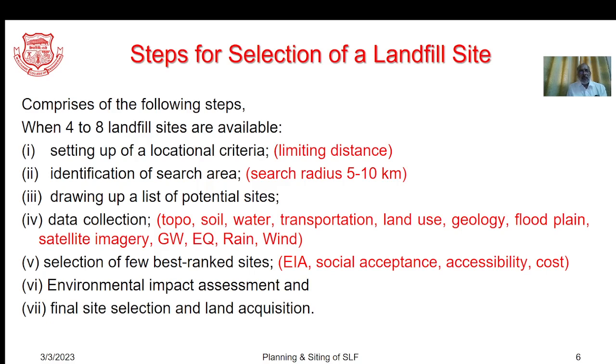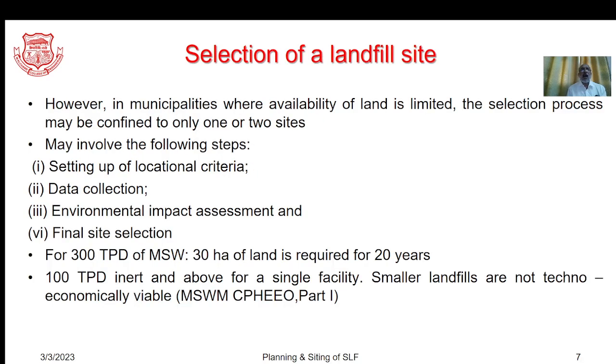We can have the best ranked site out of the options studied by conducting environmental impact assessment as well as considering social acceptance, accessibility and the economics involved in the usage of that site, and finally we can have that particular site selected and one can start acquisition of the land according to the procedures. Sometimes the options may not be many, so we can set up the locational criteria, relevant data can be collected the way we discussed. We can carry out the environmental impact assessment and finally the site could be selected.